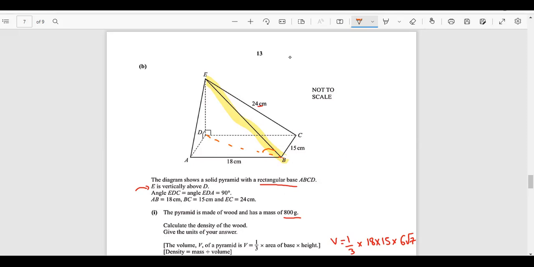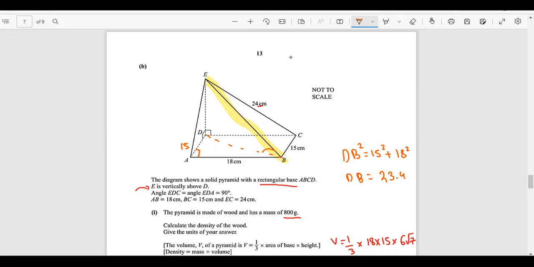Okay. So you can find DB using Pythagoras theorem. This would be the hypotenuse. You can use this part because it is a rectangle, so we know this would be a right angle, and that side is 15. So DB squared would be equal to 15 squared plus 18 squared, and DB would turn out to be 23.4. Very well done, Sareem. Excellent.